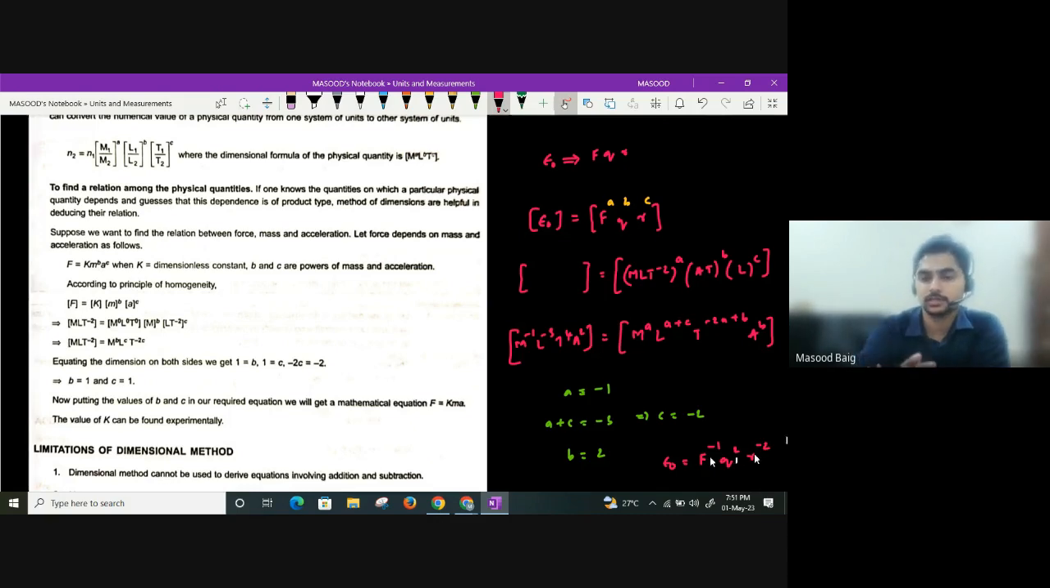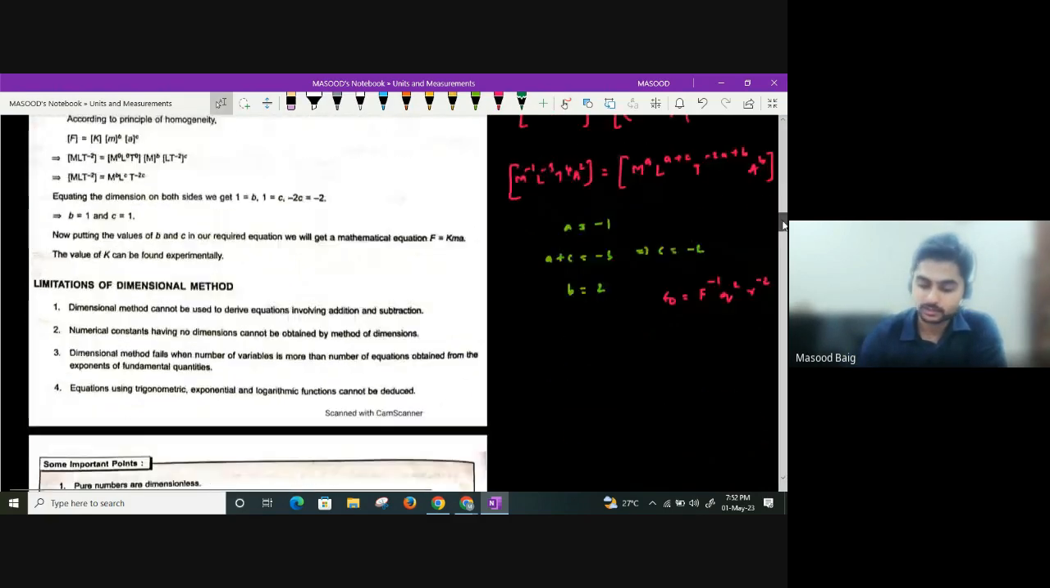Very simple logic, guys. Whenever a quantity is asked to be represented in terms of some other quantities, you take that quantity on the left hand side, take the quantities in whose terms it is asked to be represented on the right hand side, and raise them to some arbitrary powers. Then in the second step you substitute their dimensions and calculate the values of the variables a, b and c. Finally you write epsilon naught as F raised to the power minus 1, Q raised to the power 2, r raised to the power minus 2. This is how you perform dimension analysis. Clear, all of you? Understood, everyone?